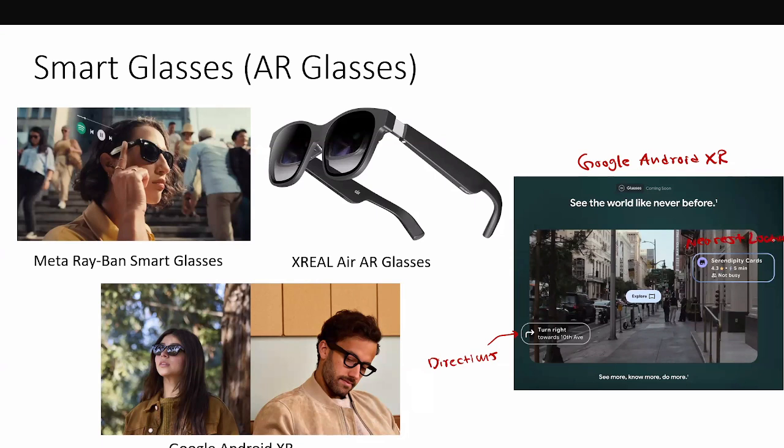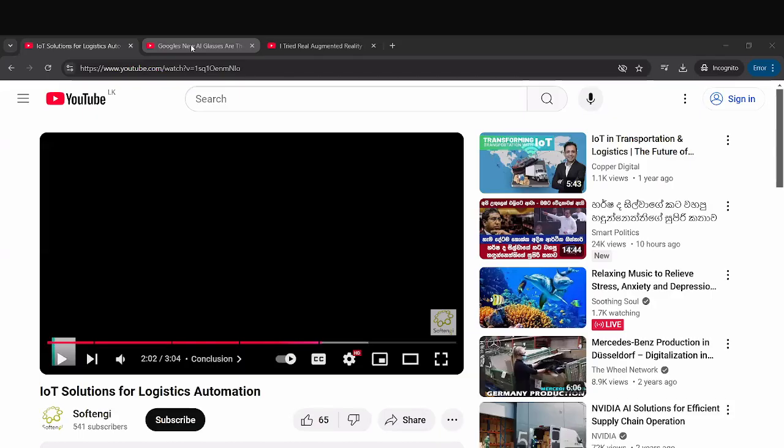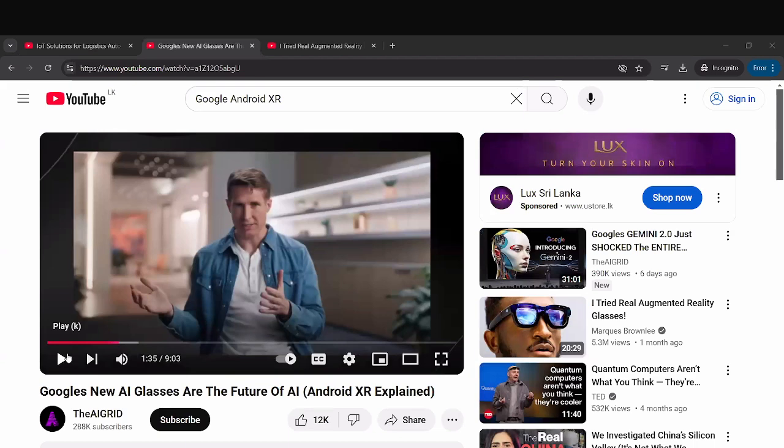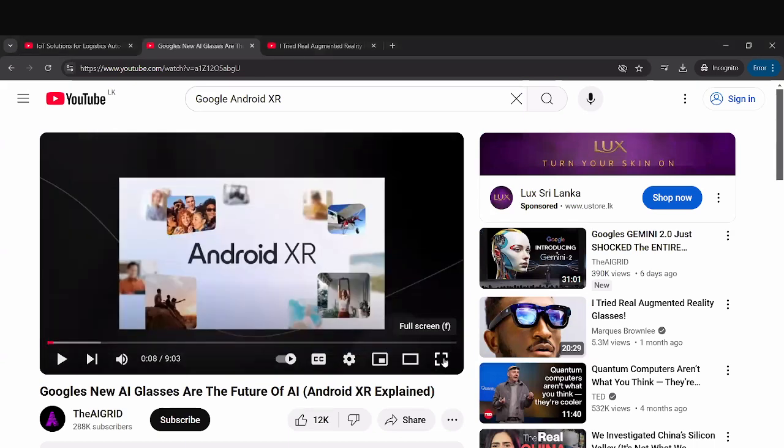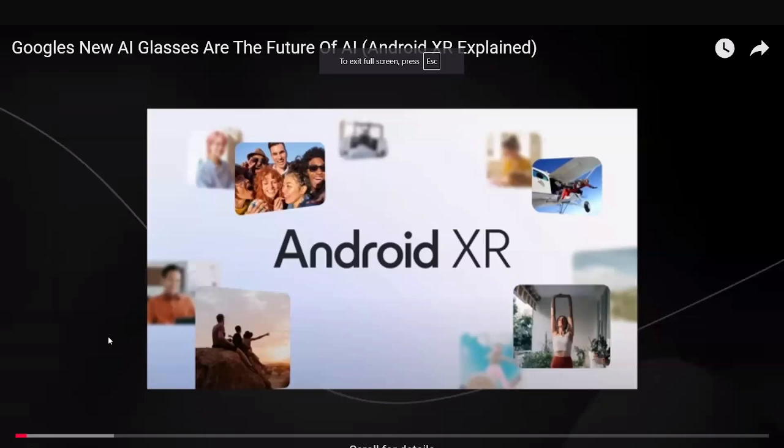Nearest locations, and many others. So let's look at a video of this, the Android XR, right? So this is Android XR, and just to get an idea of what's happening with this now.